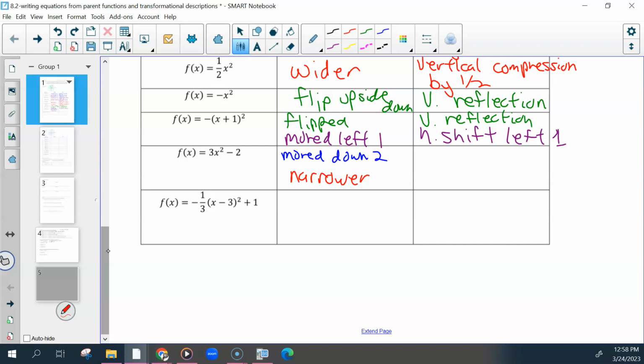Vertical stretch, not by 2. By 3. So whatever number is multiplied. And then the other one? Shift. Can we push it down 3? Down 2, but yes.